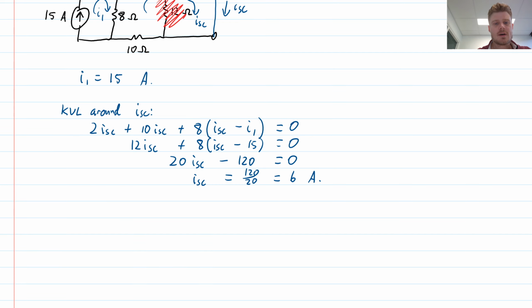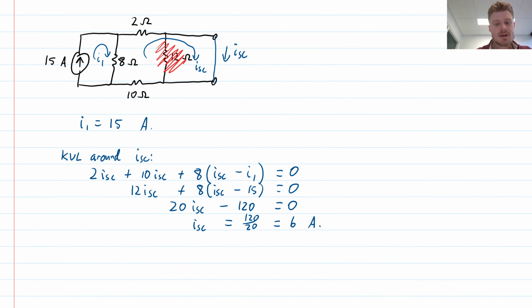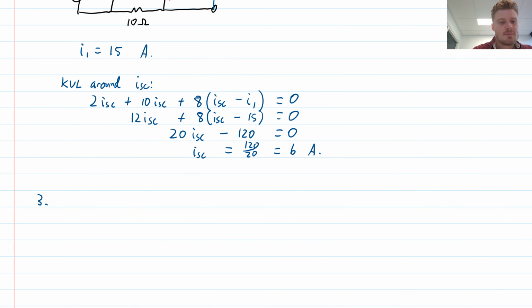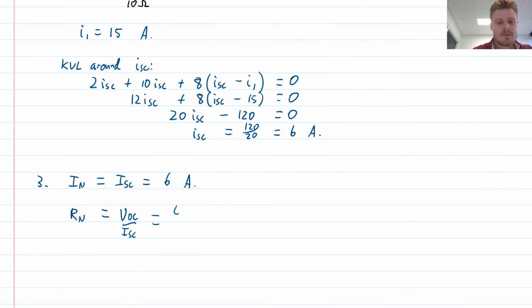So now that I have my short circuit current and my open circuit voltage, I can write down my Norton equivalent circuit. So step 3 here will be to identify that my Norton current is my short circuit current, which is 6 amps, and my Norton resistance will be open circuit voltage divided by short circuit current. Open circuit voltage was 45 and short circuit current was 6. So this would be 45 divided by 6, which is 7.5 ohms.